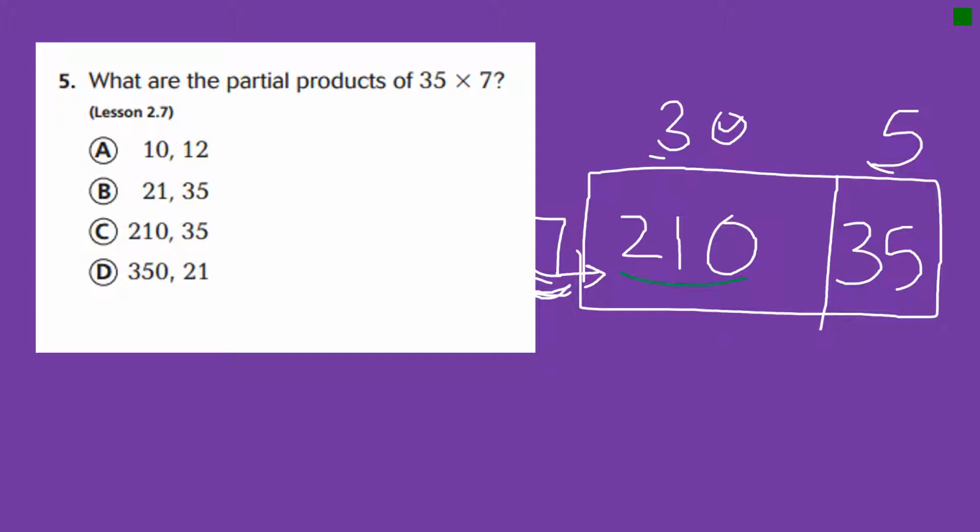Let's see, partial product, look over here. 10 and 12, what? 21 and 35, oh, you see how they're trying to trick you? We're not going to forget about that 0 right there. So 210, oh, there we go. 210 and 35. Okay, you guys, fantastic.